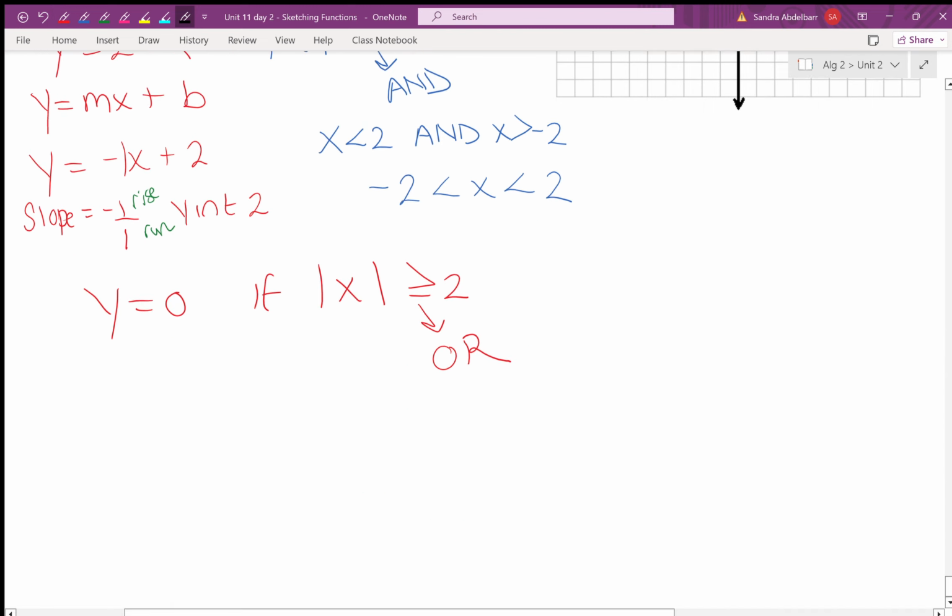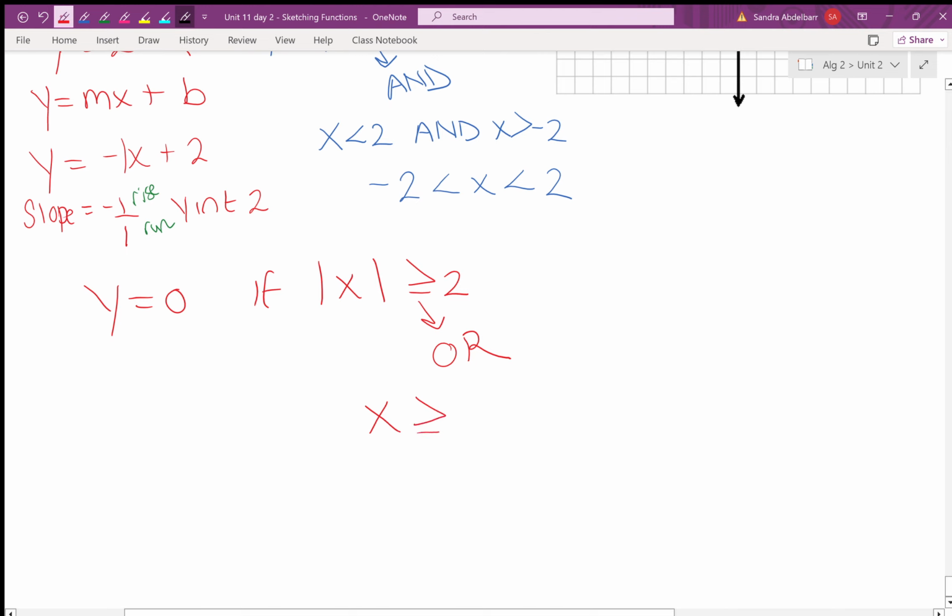So here we're going to have x is greater than or equal to 2, or x is less than or equal to negative 2. That's our new domain for y equals 0.